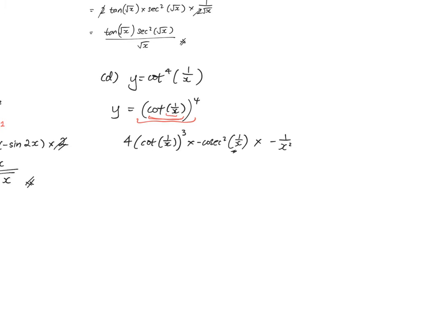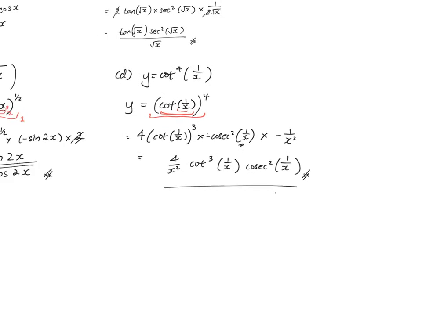Then from here, I simplify my answer and it comes out to be negative 4 over x squared. So negative and negative will cancel off, there's no more negative. Cotangent cubed 1 over x, cosecant square 1 over x, and we are done.